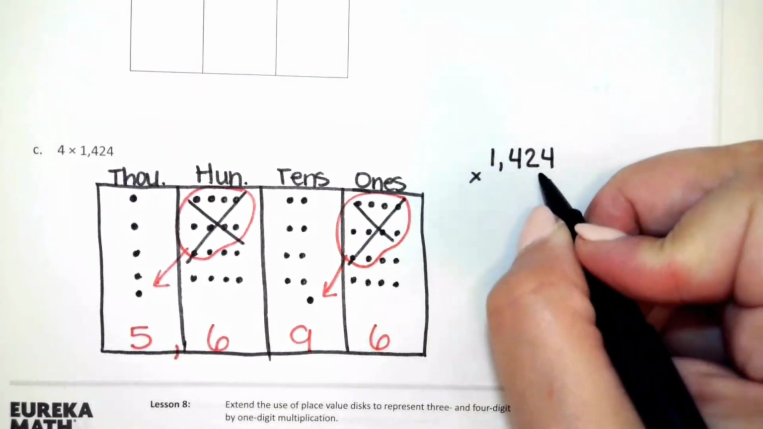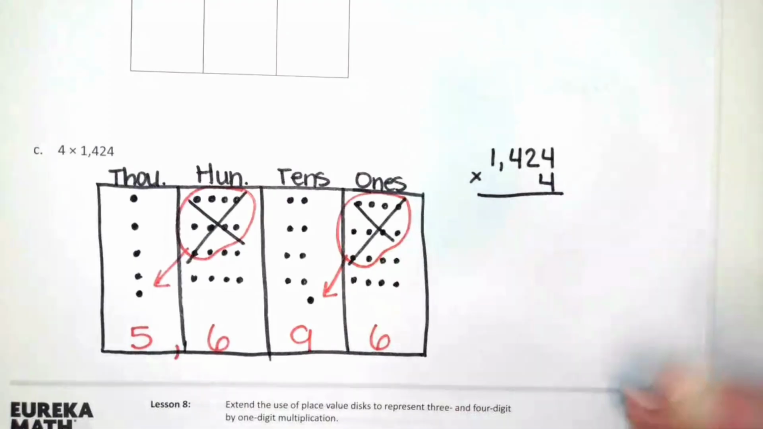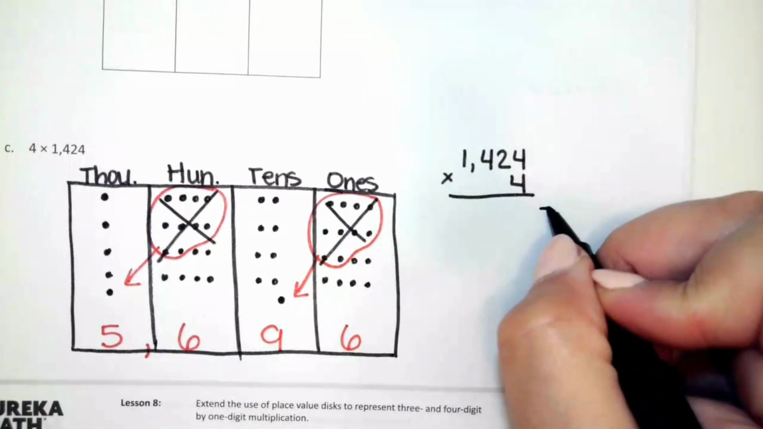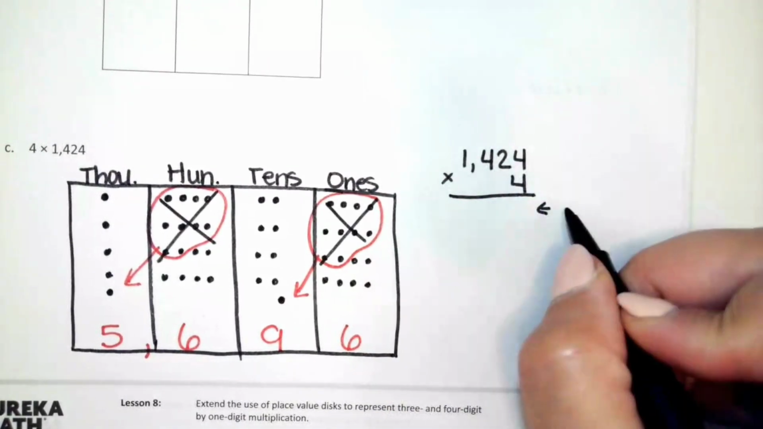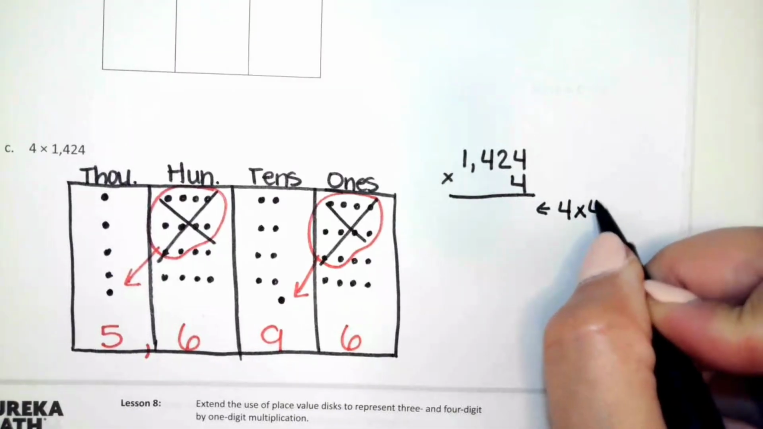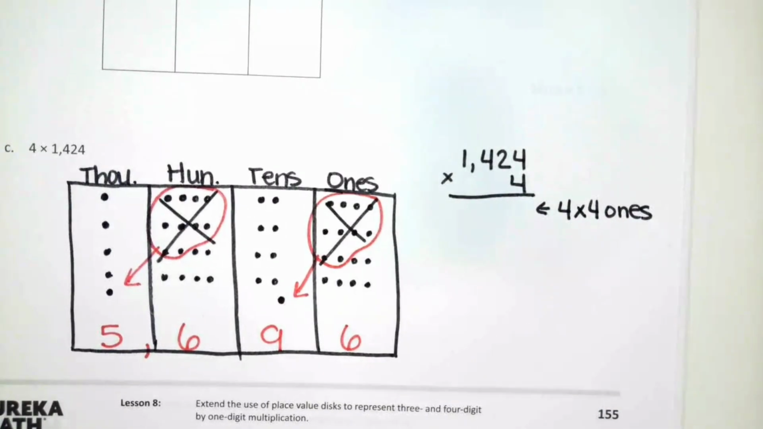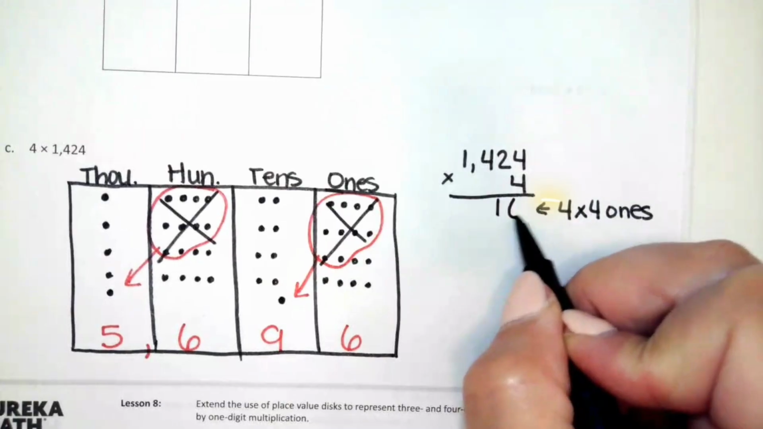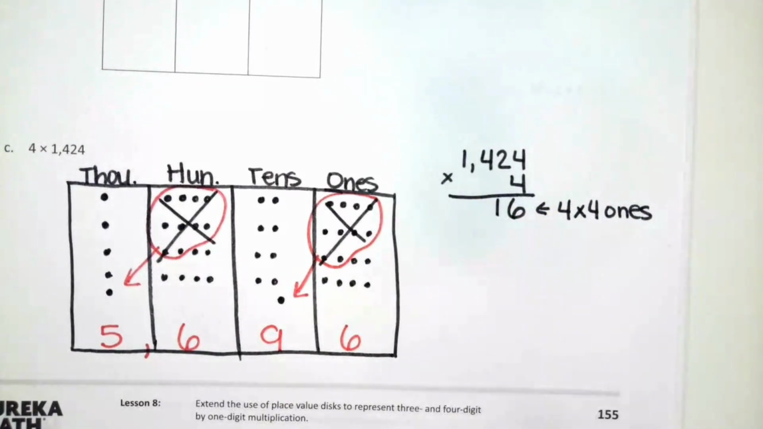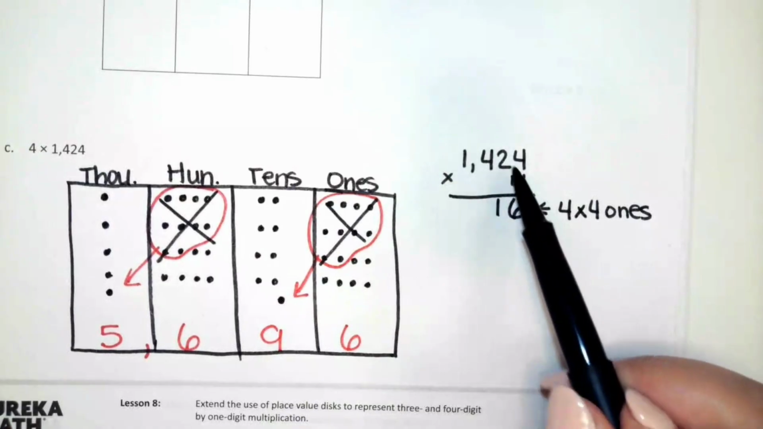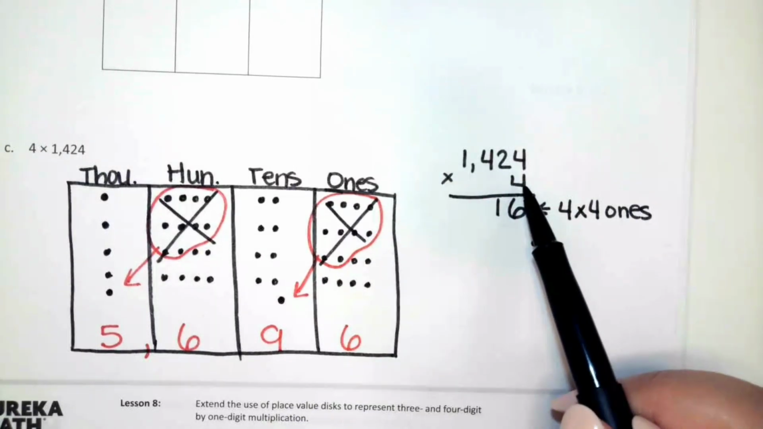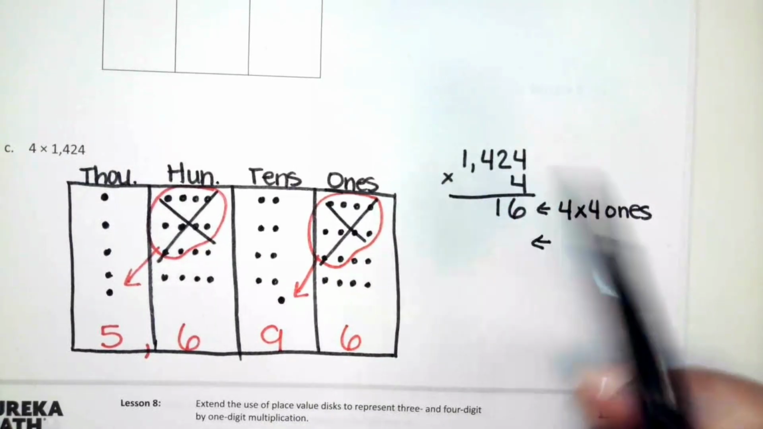1,424 times 4. The first step is to do 4 times 4 ones. Write that here. What's 4 times 4 ones equal? 16. Now the second step, what do we multiply next? The 4 times the tens digit. So 4 times 2 tens.